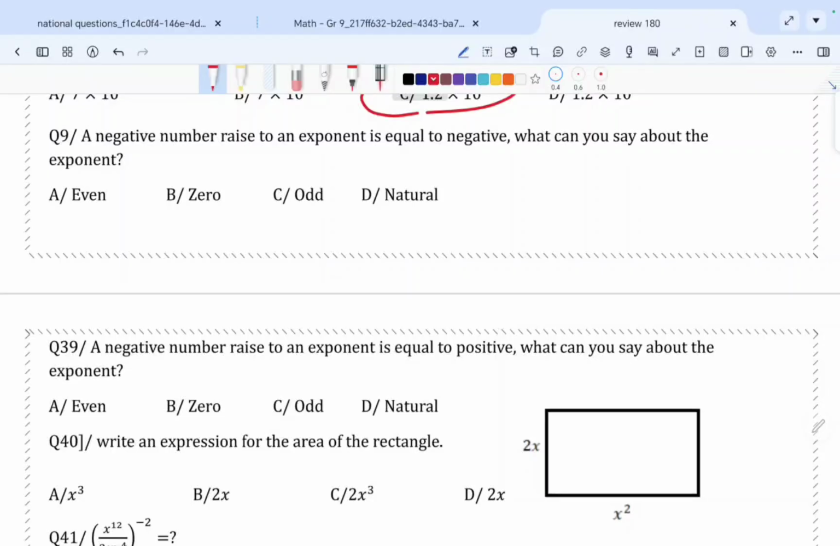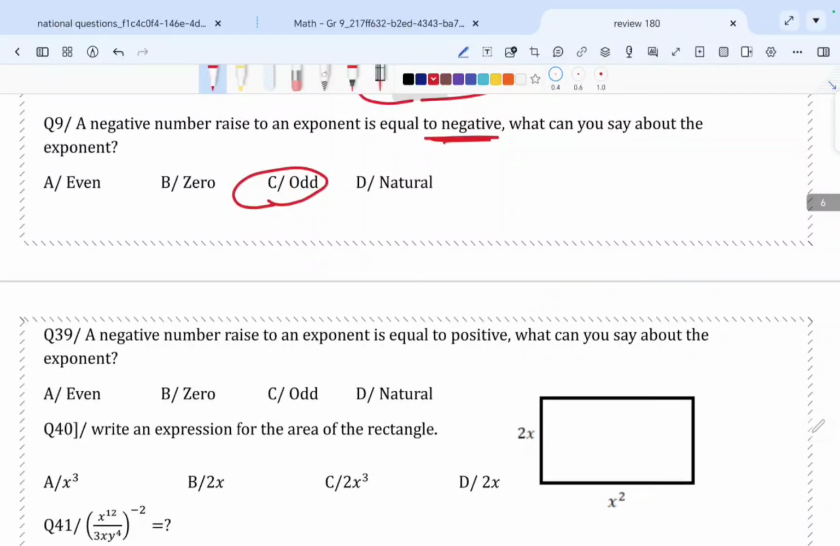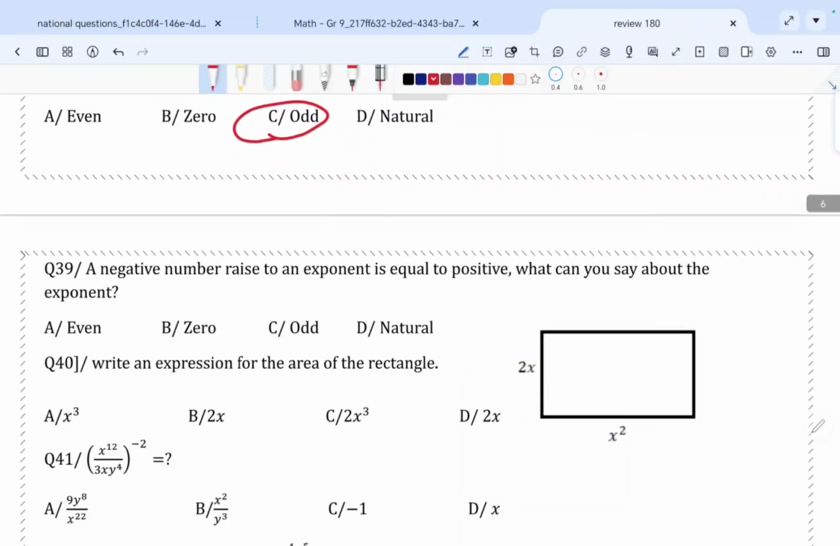This one is a definition. A negative number raised to an exponent is equal to a negative number. What can we say about the exponent? It will be odd. A negative number raised to an exponent is equal to a positive number. The other one was negative, this one is positive. What can you say about the exponent? This one is even.